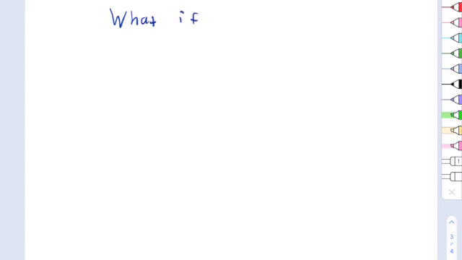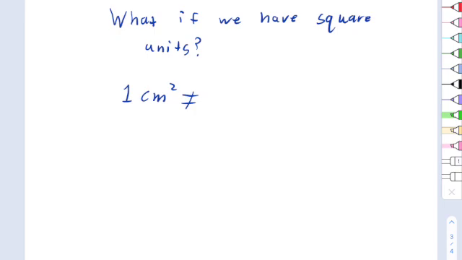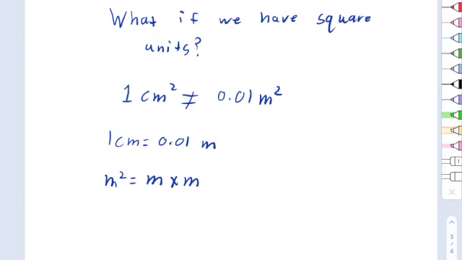Alright, what if we have square units? You might see something unexpected, as 1 centimeter squared does not equal 0.01 meters squared, while 1 centimeter is actually equal to 0.01 meters. This is because when we square the numbers, we also square the units. So when we have meters squared, that is in fact equal to meters times meters. And when we have centimeters squared, that is equal to centimeters times centimeters.